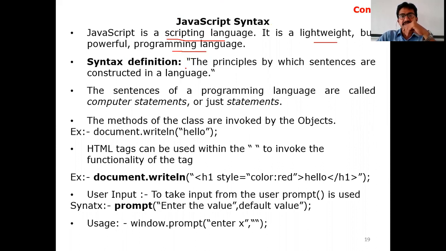Now the syntax for JavaScript is a set of principles by which sentences are constructed in a language. In Java or any other languages, if you want to call that script, we can call it. The principle here is to make sentences in such a way that they can construct an event. Like the sentences of a programming language are called computer statements, as you are already aware. The methods of this class are invoked by the objects. Like writeln is a method of JavaScript.